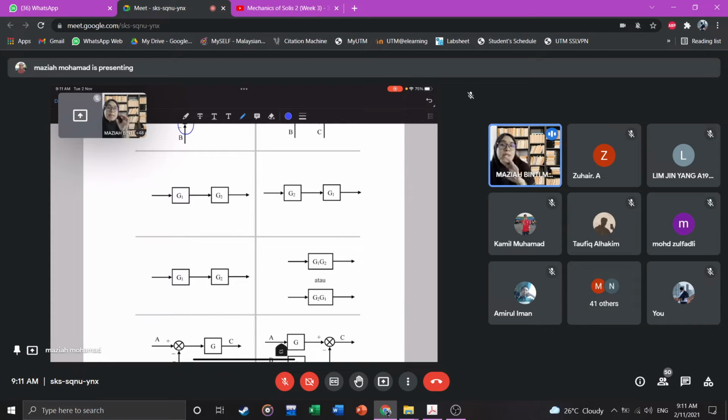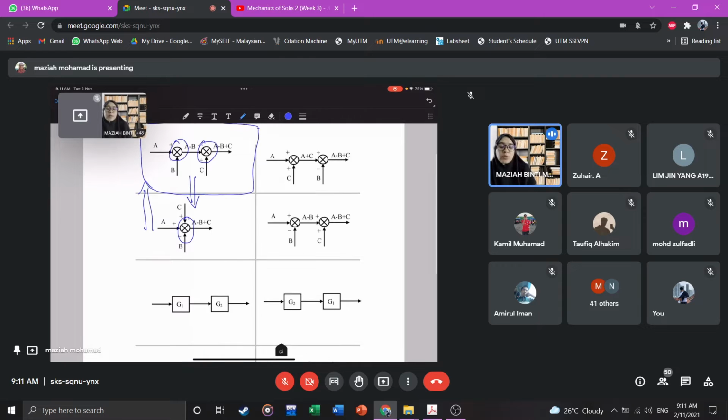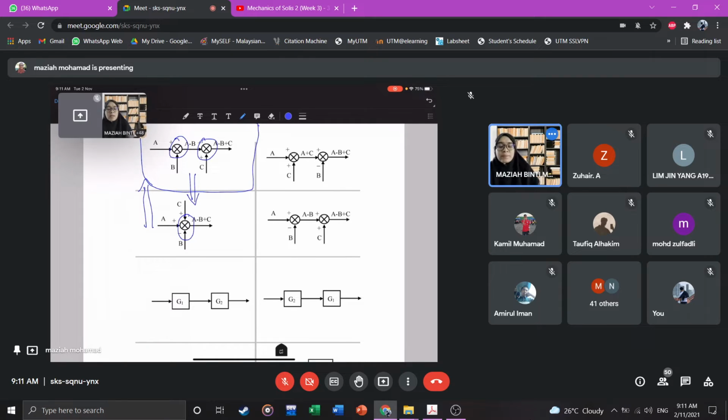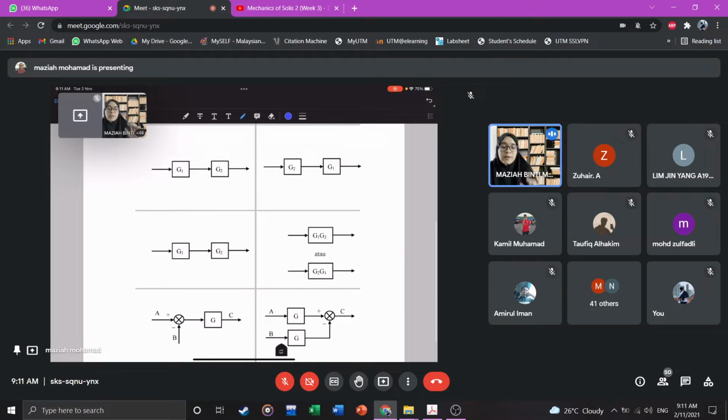Okay. I said just now we have 5 basic rules. The first one here is not considered because this is just a concept. The first rule is this: here we have series blocks. For series blocks, in terms of positioning, it doesn't matter whether G1, G2 is first or G2, G1 is first. It will be the same, right?